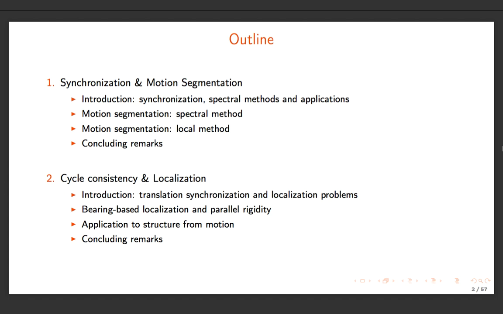This is the outline of my presentation, which is divided into two parts. The first part is about synchronization and motion segmentation, whereas the second part is about cycle consistency and localization. I will start with an introduction to the synchronization problem, where I will briefly explain spectral methods and possible applications.